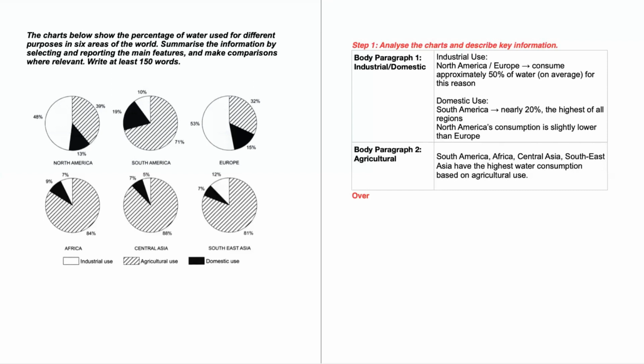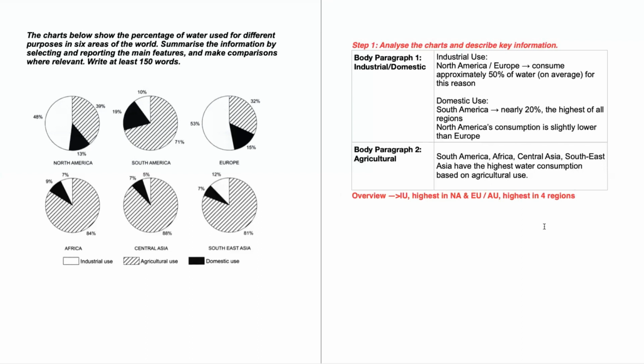Of course, we do have to talk about the overview. And for the overview, remember, we're looking at significant, highest, and lowest. And basically what we see is that industrial use is highest in North America and Europe. So I'm going to put IU, highest in North America and Europe. And then we see agricultural use is highest in the other 4 regions. This is the most prominent general information included in the pie charts, and we do not have to include anything else in our overview because it's not as general of a trend as these 2 features right here.